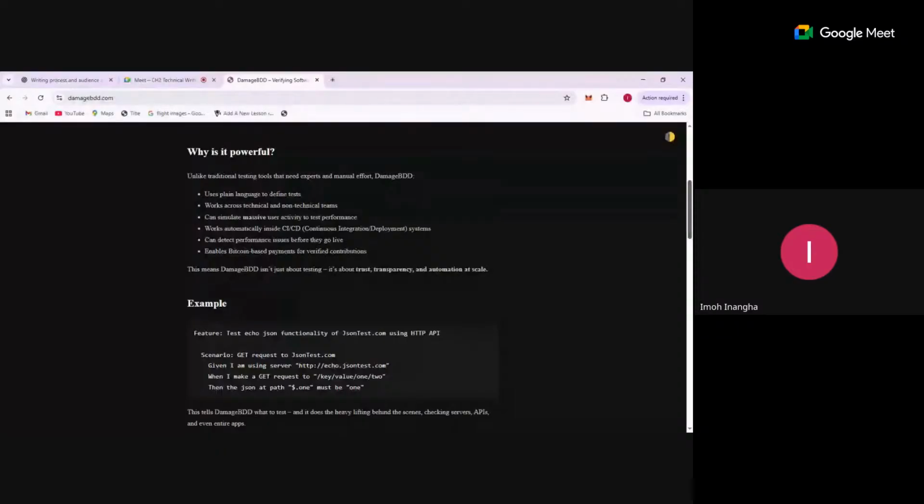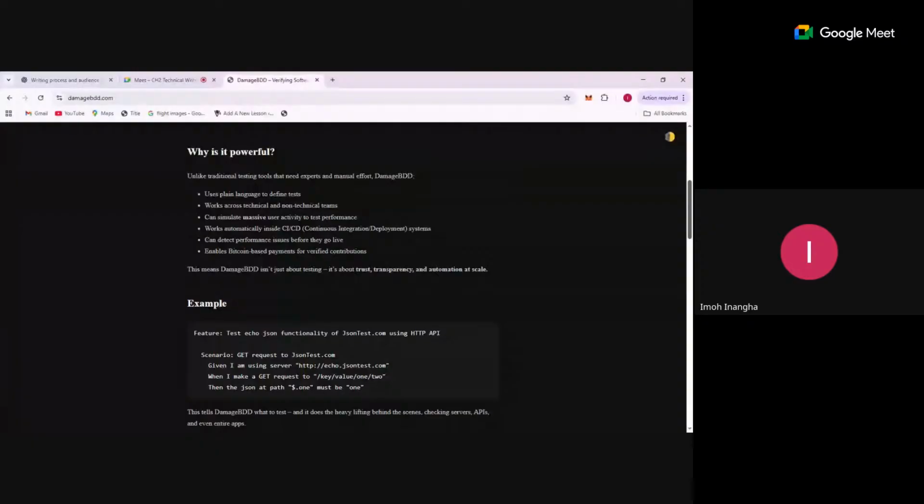Example. So tests echo JSON. Don't worry about this part. Okay, let's do an example. Now, feature: test echo JSON functionality of JSON using HTTP API. God, this is technical. Okay, let me break it down.